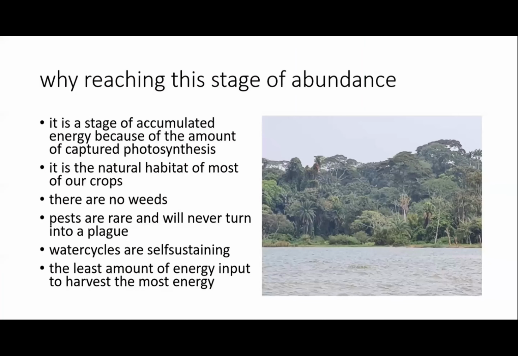Why do we want to reach this state of abundance so eagerly? It is a state of accumulated energy because of the amount of captured photosynthesis. So by applying the stratification, we can increase the amount of photosynthesis to 200%. Let me explain. We divide the strata in low strata, medium strata, high strata and emergent strata. Low strata means low demand for sunlight, medium strata means medium demand for sunlight, high is high demand for sunlight, emergent is 100% of sunlight demand.